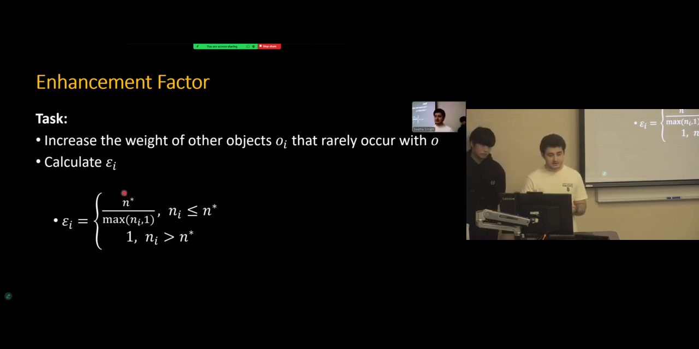Here N star denotes the frequency of hallucinating object O and its most frequently occurring pair O star. Okay, and maximum of Ni, where Ni and 1 will give us the frequency between other objects OI and the hallucinated object. Okay, and this will give a ratio. We do not want to go below 1. The reason is that we want to avoid vanishing effects. So that's why we limit with 1.